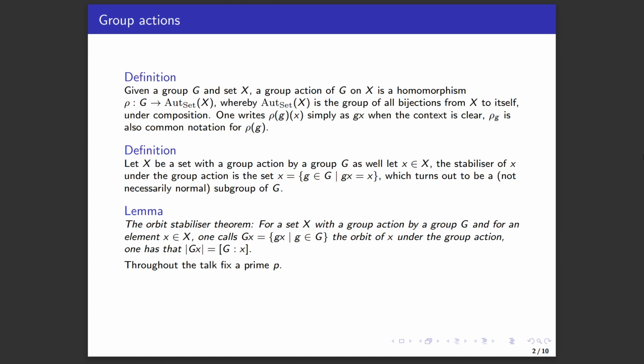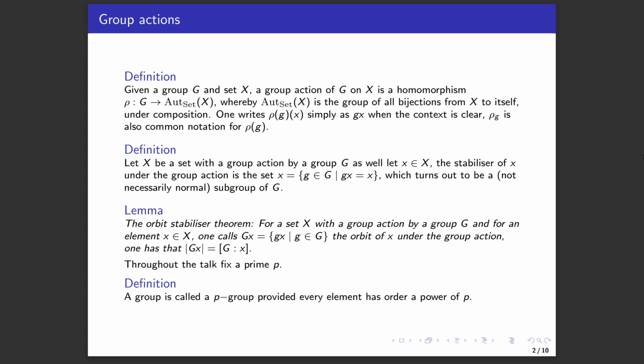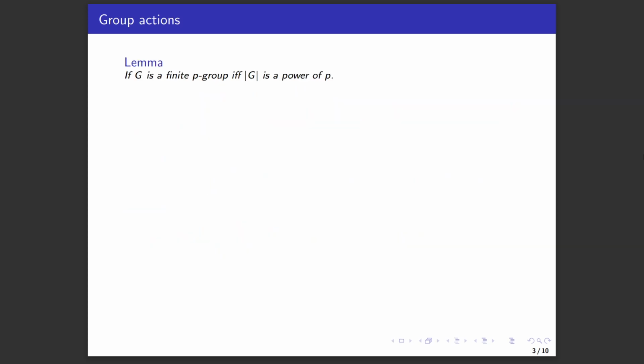Now let's fix some prime P, because we're going to be looking at number theoretic properties of the sequence. And now we'll have to consider what P groups are, because in order to figure out number theoretic properties of the sequence, which I'm going to define later, we'll be looking at actions of P groups on a set. So a P group is just a group in which every element has order a power of P. In particular, just to be clear, the identity element is always taken to have order 1, so it's also a power of P.